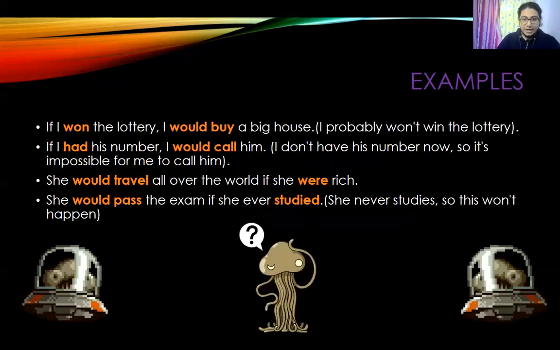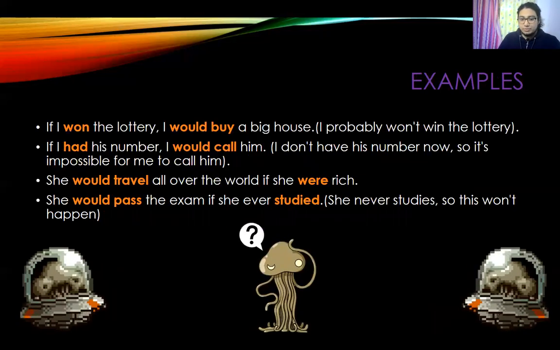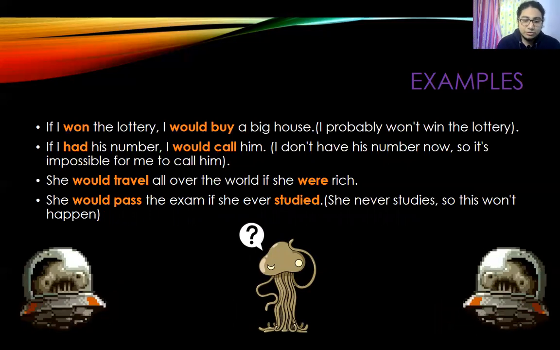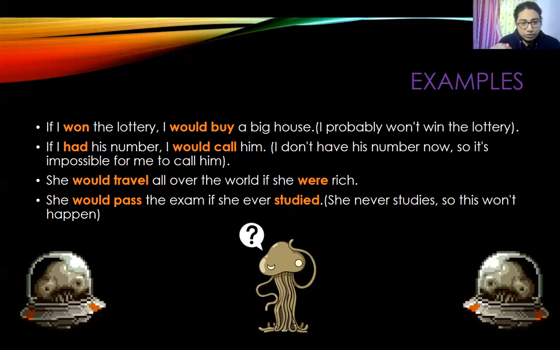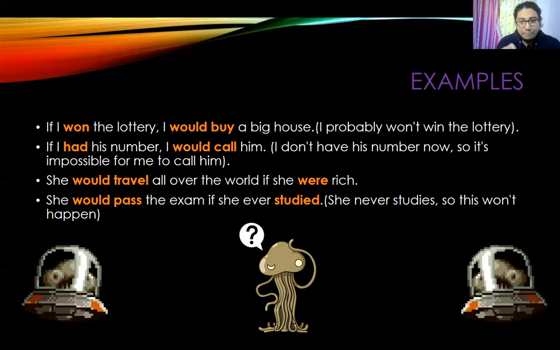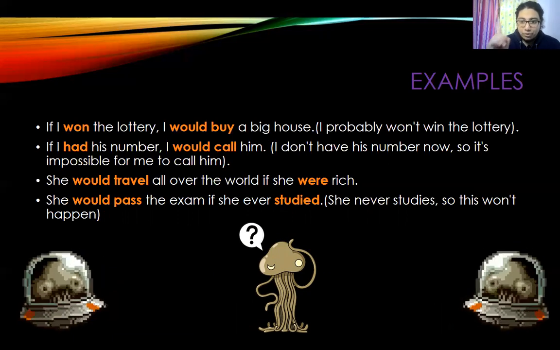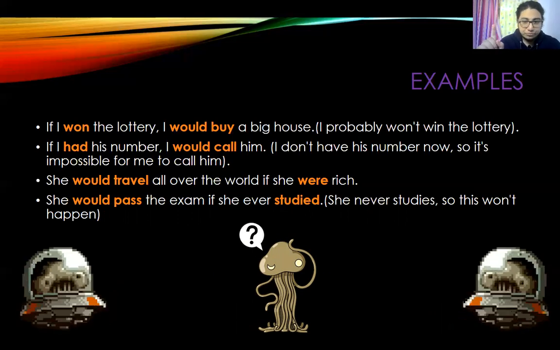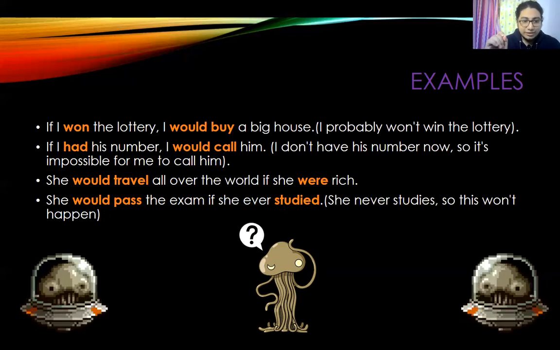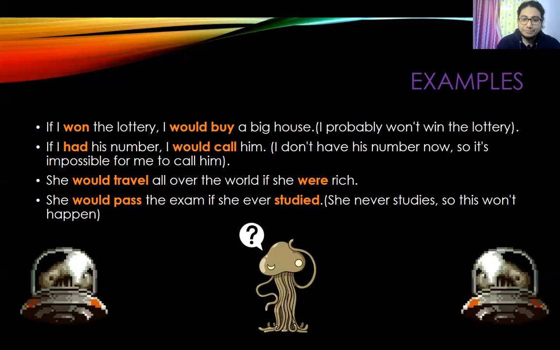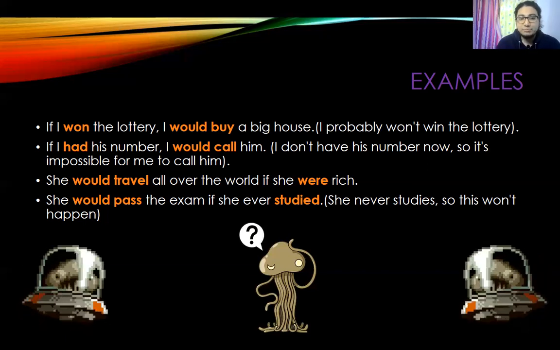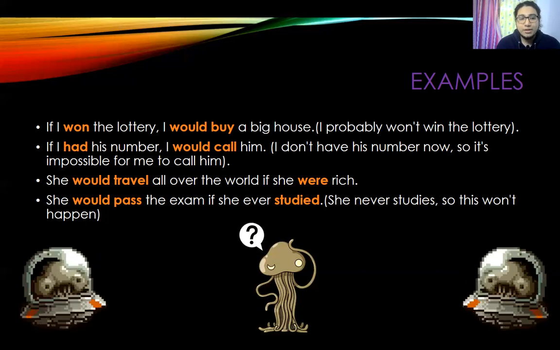So moving on, we have some examples, very brief, in order for you to see what I was trying to explain. If I won the lottery, I will buy a big house. I probably won't win the lottery. If I had his number, I will call him. I don't have his number now, so it is impossible for me to call him.